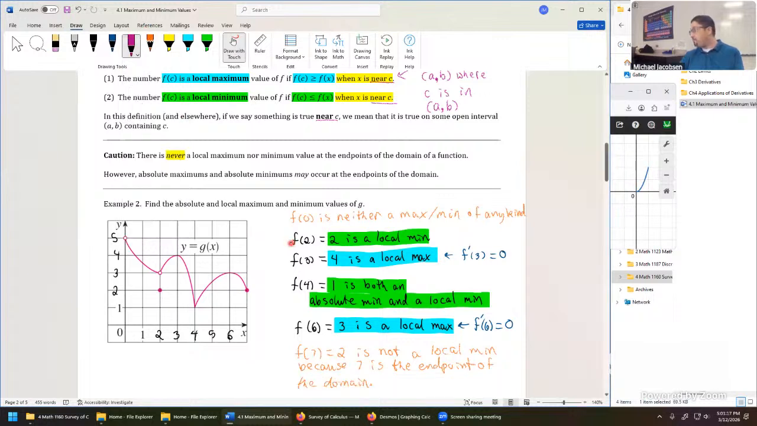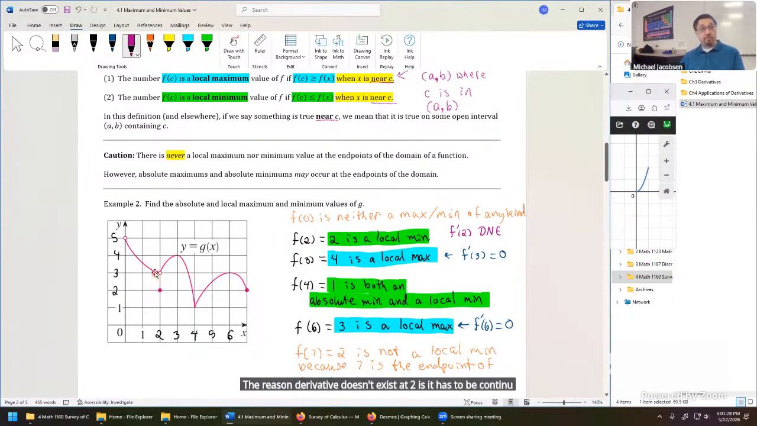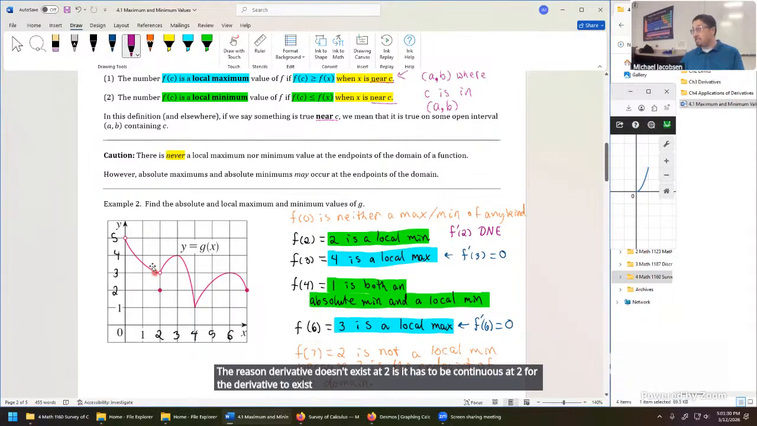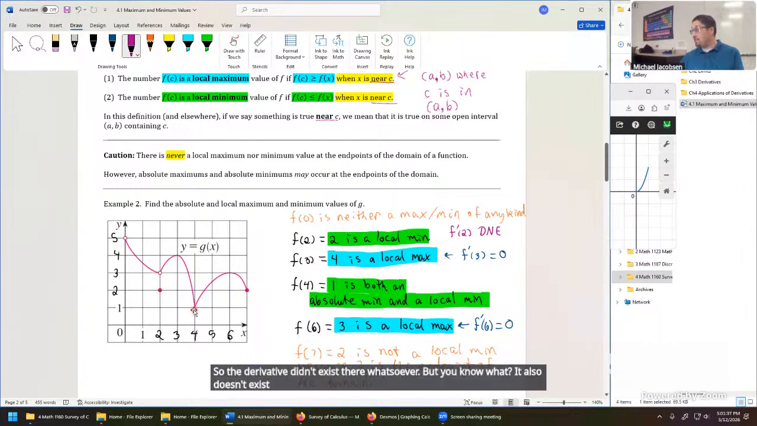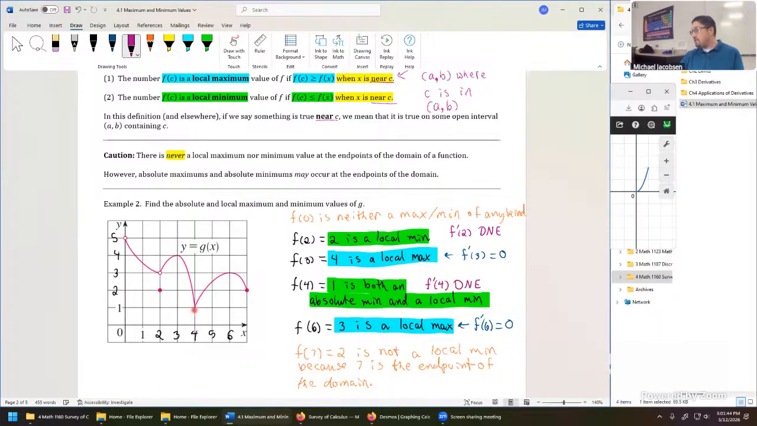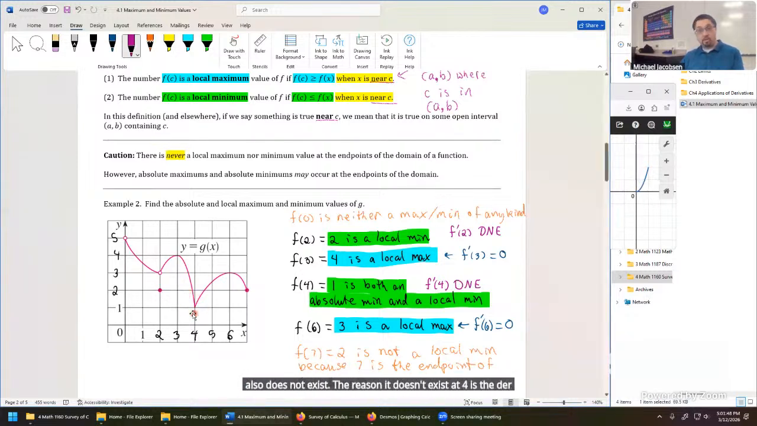F at 2, f prime at 2 does not exist. The reason the derivative doesn't exist at 2 is it has to be continuous at 2 for the derivative to exist in the very first place. So the derivative didn't exist there whatsoever. But you know what? It also doesn't exist at 4 either. So f prime at 4 also does not exist.